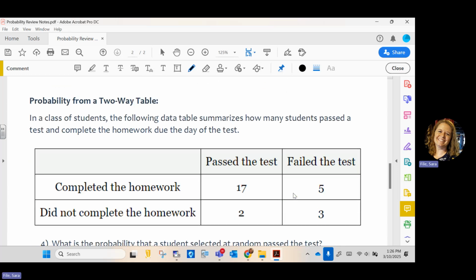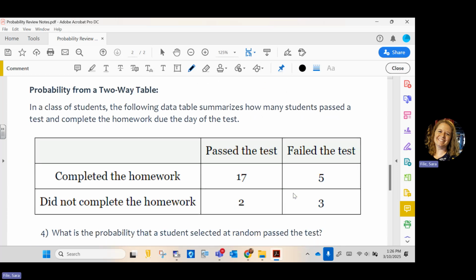All right, flip it to the back. Now this time we're given a table. So this is probability from a two-way table. It says in a class of students, the following data table summarizes how many students passed a test and completed the homework due the day of the test. So we have the number of students that passed the test and completed the homework, passed the test and did not complete the homework, failed the test and did the homework, failed the test and did not do the homework. Okay, so two-way table.